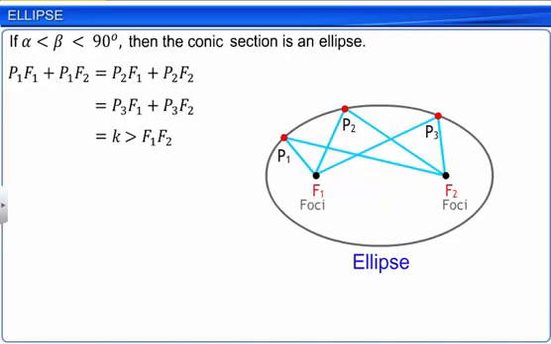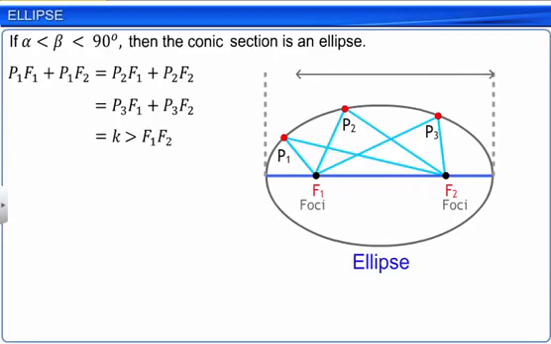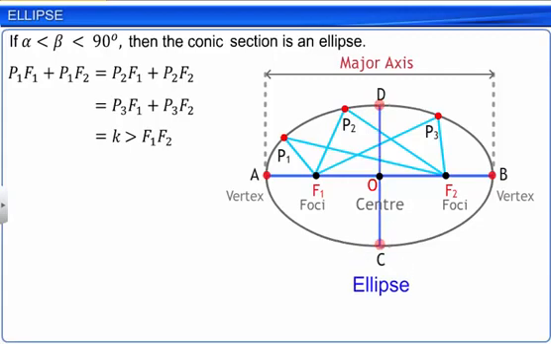The line segment passing through the foci of an ellipse and touching its sides is called the major axis of the ellipse. The 2 points where the major axis touches the ellipse are called the vertices of the ellipse. The midpoint of the major axis, or the midpoint of the line segment joining the foci of an ellipse, is called the center of the ellipse. The line segment passing through the center of an ellipse and perpendicular to the major axis is called the minor axis of the ellipse.